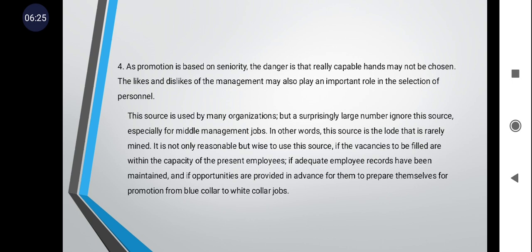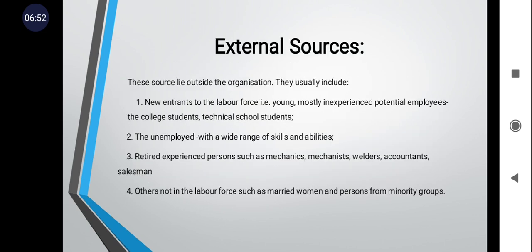It is not only reasonable but wise to use this source if the vacancies to be filled are within the capacity of the present employees, if adequate employee records have been maintained, and if opportunities are provided in advance for them to prepare themselves for promotions from blue collar to white collar jobs.